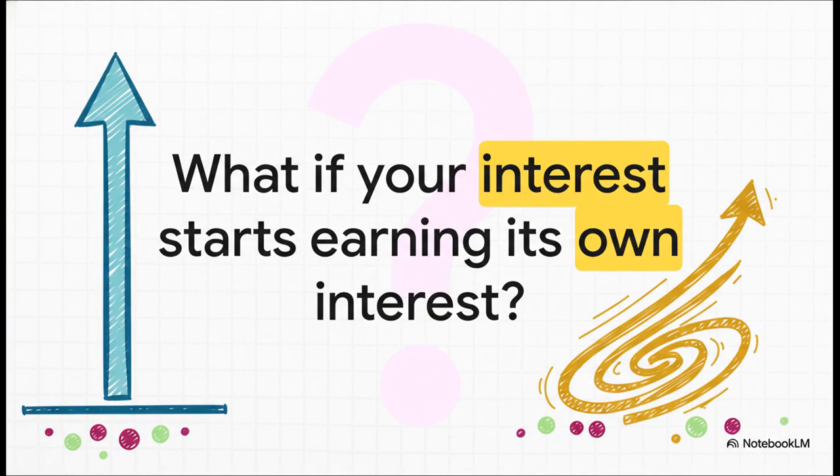So simple interest is steady. It's reliable. But it's just step one. What happens when the game changes completely? What happens when the interest you earn starts to earn its own interest, creating a kind of snowball effect? Well, that's a whole different story.